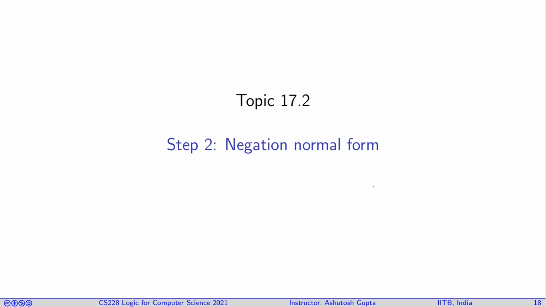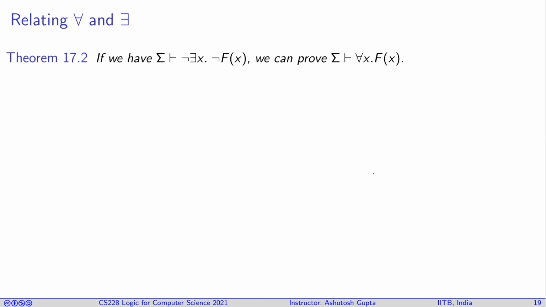Next thing we do is turn the formula into negation normal form. What is negation normal form? It is that all the negation symbols are sitting on top of atoms. So we have seen that you can push negation under every operator in propositional logic. Now we have quantifiers. How can I push negation under the quantifier? That is the question. And for that, we need to look at this theorem.